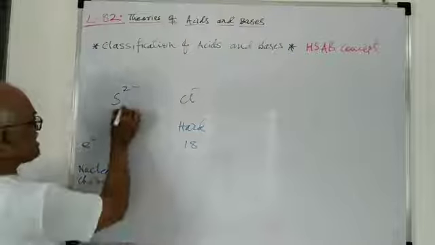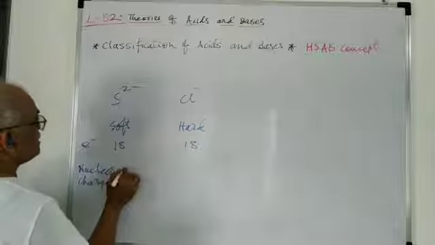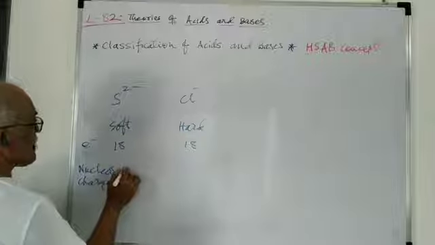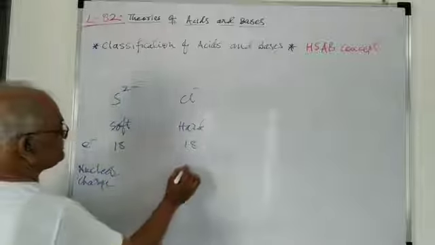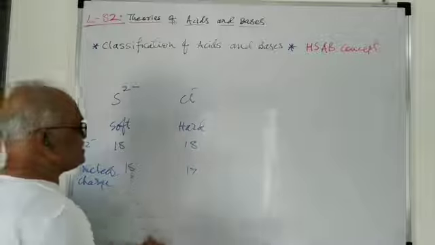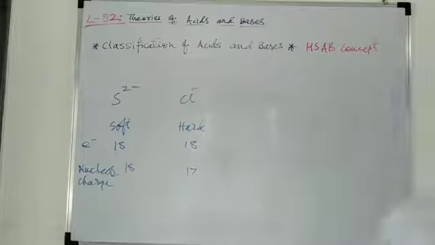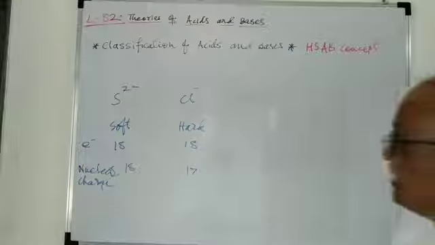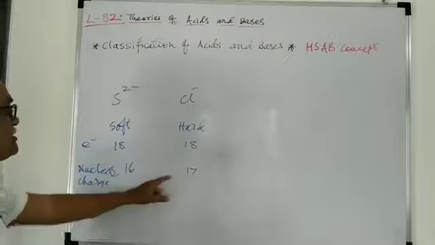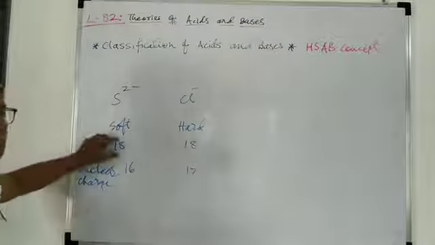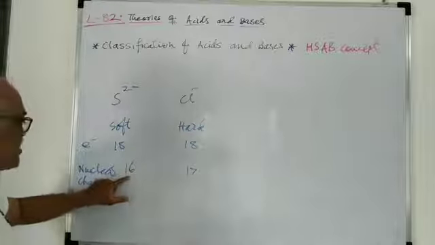So here you will find that sulfur has nuclear charge 16, and here it is 17 (chlorine, 18 electrons). So in this case, even though the number of electrons is the same, the nuclear charge is small.